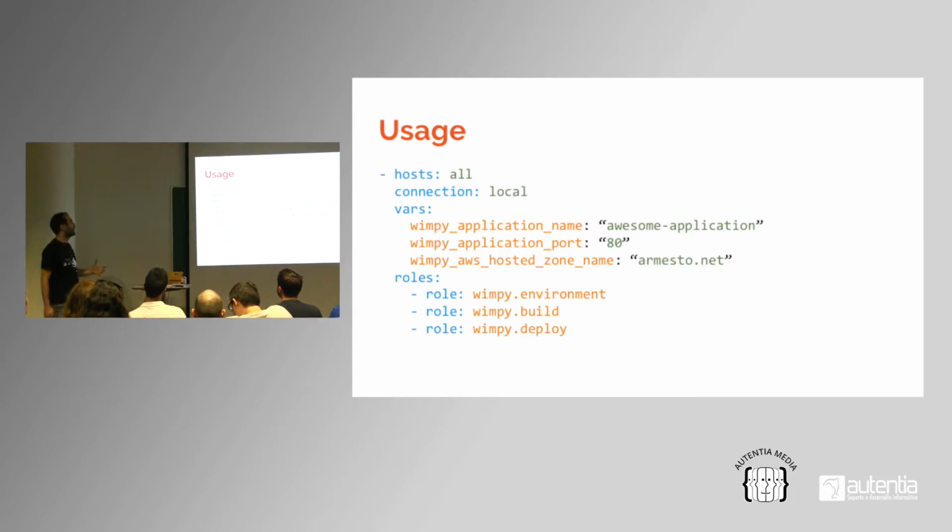In this case, we are setting the name of the application, the port where our application is listening for HTTP requests, and which hosted zone in Amazon is going to be used. So after running this playbook, I'll have a new domain called awesomeapplication.armesto.net, where my application will be running on port 80.